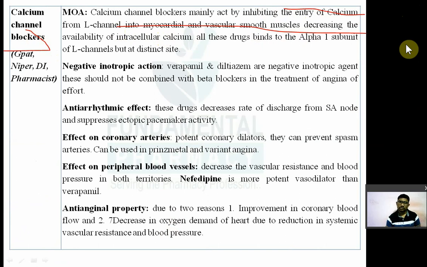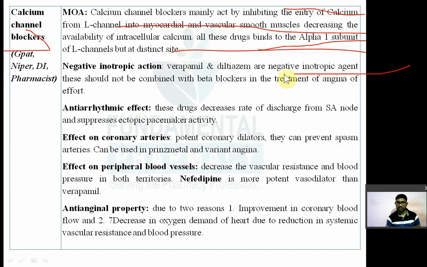These drugs bind to the alpha 1 subunit of the L type of calcium ion channel and prevent the entry of calcium inside the cell. So they decrease the workload of heart. They decrease the force of contraction. Okay, they have negative inotropic effect, like verapamil and diltiazem are negative inotropic agents.